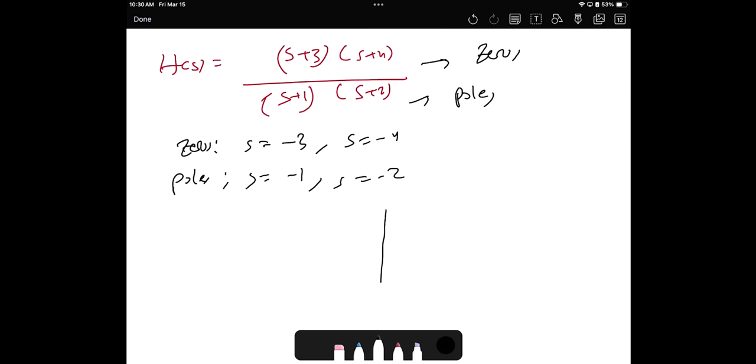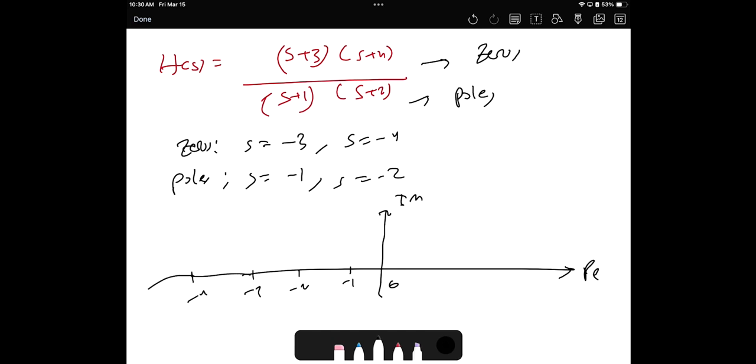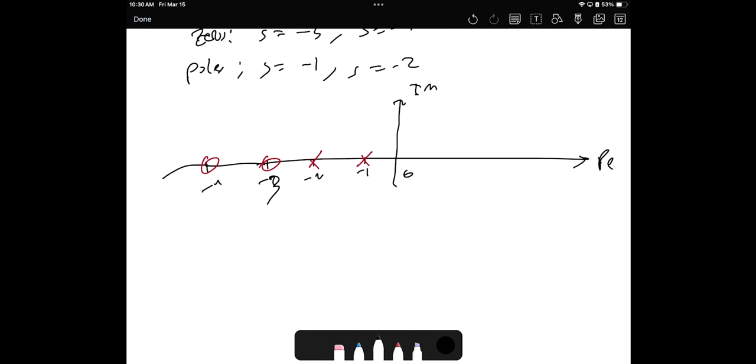Then let's plot this in the s-plane. There is a real part and this is the imaginary part. You will see that we have negative 1, negative 2, negative 3, negative 4. The zeros are written as O's, one at negative 4 and one at negative 3, while the poles are X's at negative 1 and negative 2. Then that's it, probably. Okay? I can add an extension for that problem, so I'm going to call it part B part 2, which is check stability.